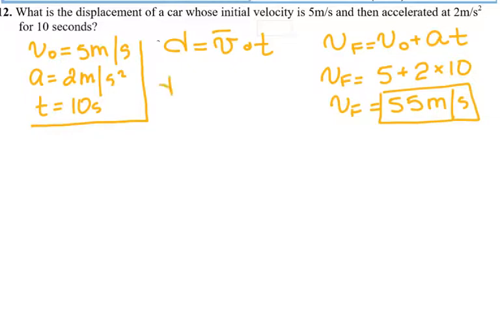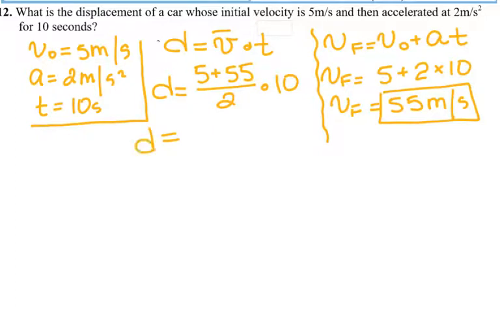And if I want to find the distance or the displacement traveled, because it's in the same direction, it's the same thing, it's average velocity. Average means initial plus the final, divided by 2, times the time. So it looks like it's going to be 60 divided by 2, which is 30, times 10, gives me 300 meters.